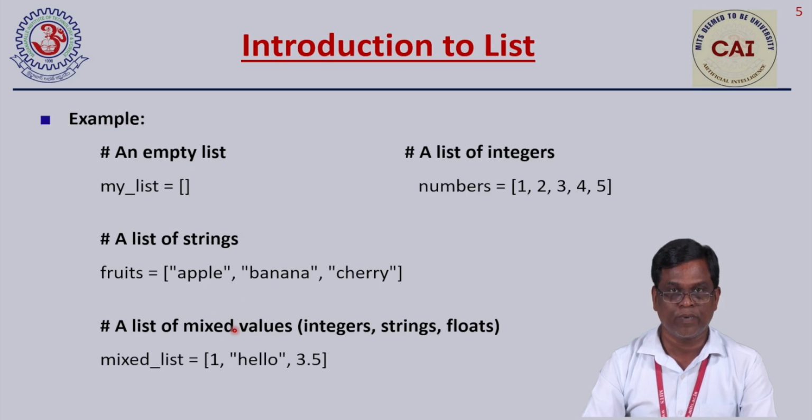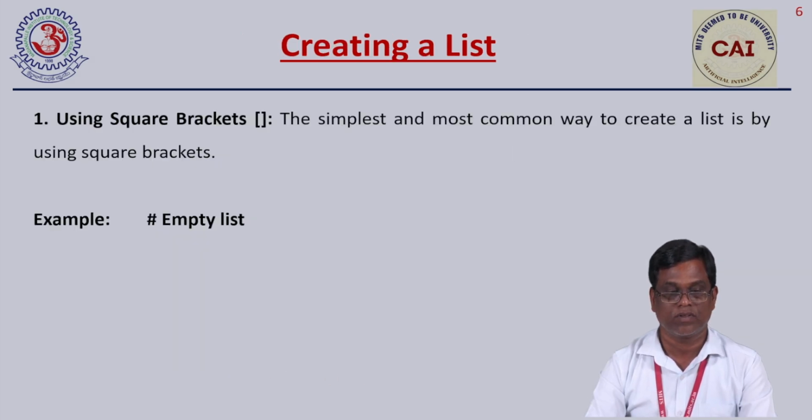We also have the provision to create a list with mixed data type values. Here is the example: mixed list is equal to, it contains 3 values. The first value is 1, the second value is a string data type, hello, and the third value is a float data type value, which is 3.5. All 3 values represent different data types, and we can combine all of them together into a list like this.